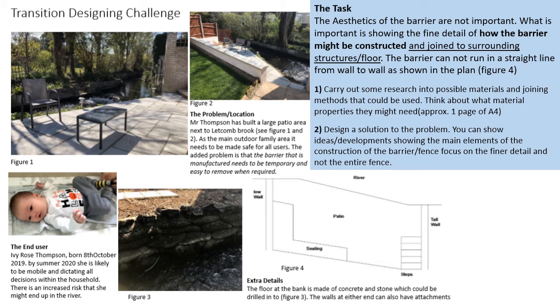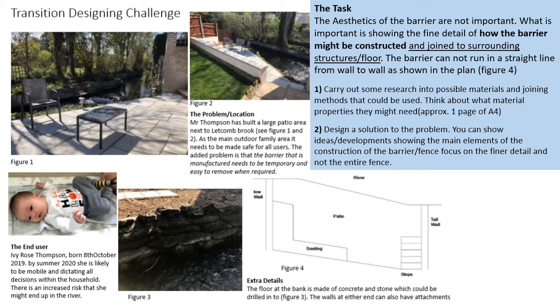The aesthetics of the barrier are not important. What is important is showing the fine detail of how the barrier might be constructed and joined to the surrounding structure/floor. The barrier cannot run in a straight line from wall to wall as shown in the plan figure 4, which unfortunately this task is actually hiding. So you've got 2 areas of this task.